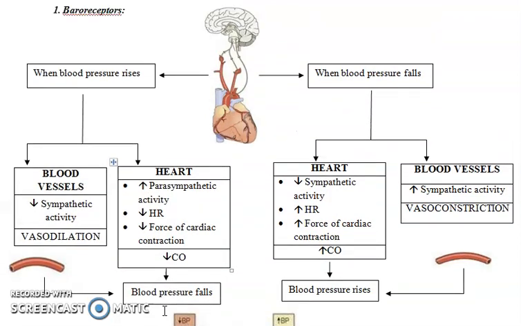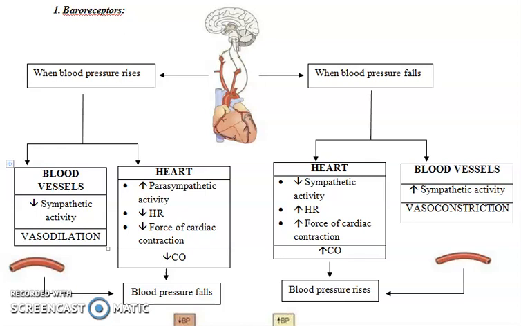Coming to the first condition, whenever there is a rise in BP, that condition is identified by baroreceptors, and baroreceptors act on two targets, the blood vessels as well as the heart. On the blood vessels, there will be a decrease in sympathetic activity.